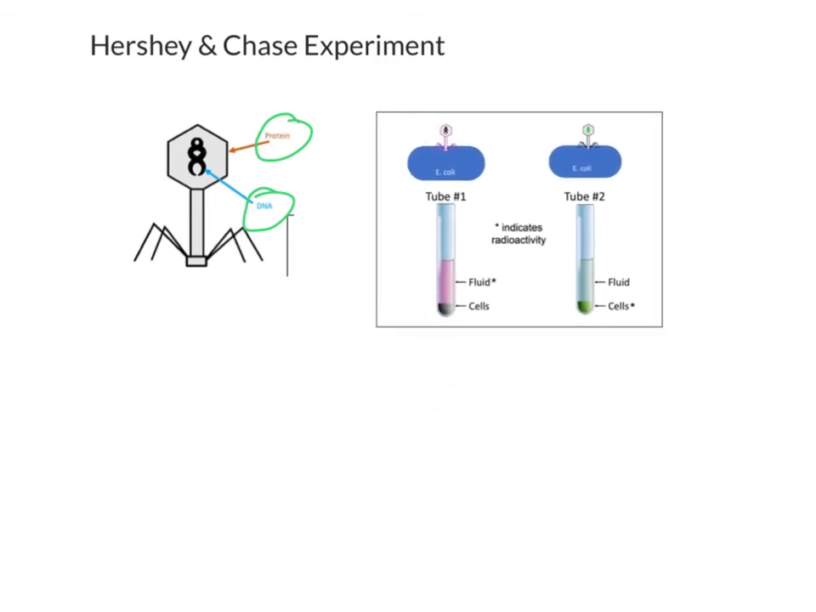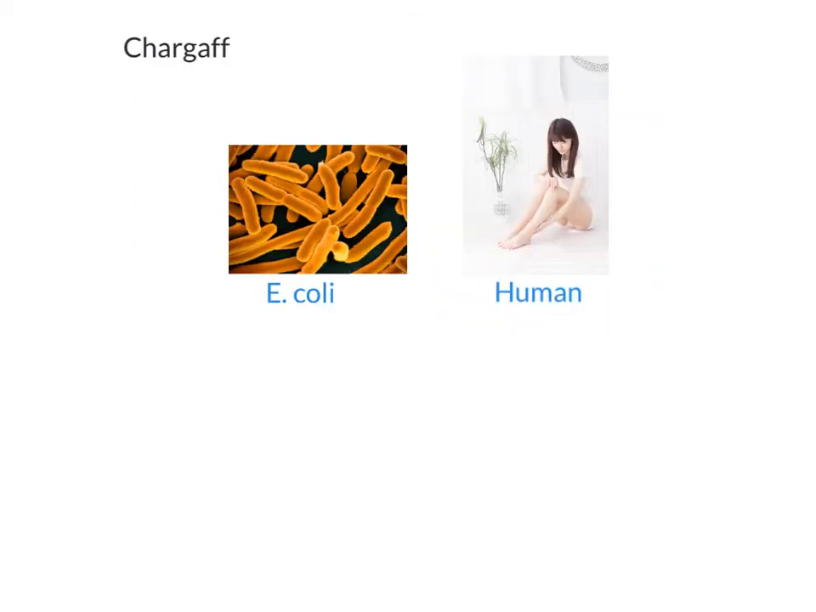In this experiment, they labeled the protein coat with radioactivity so that when they separated the fluid in the cells after infection, they could see whether the protein coat entered the cell, and we see that it did not. In this one, they labeled the DNA and did the same thing, looking at the fluid in the cells to see what entered the cells, and they found that the DNA was actually entering the cells. And so at this point, it seemed probable that DNA was the inheritance material.